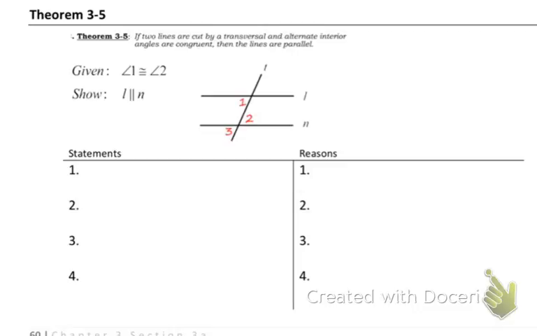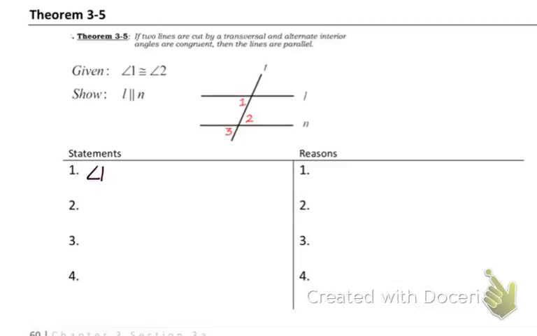So it says, if two lines are cut by a transversal and alternate interior angles are congruent, then the lines are parallel. Once again, theorem 3.5 is another way to prove that two lines are parallel. So today we're focusing on how can I prove things are parallel, where yesterday we said if they're parallel, what can we say is congruent? So we're just going the opposite direction. So we are given that angle 1 is congruent to angle 2, and I want to prove that L is parallel to N.